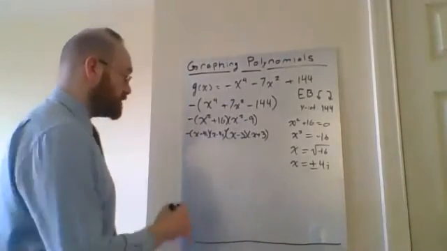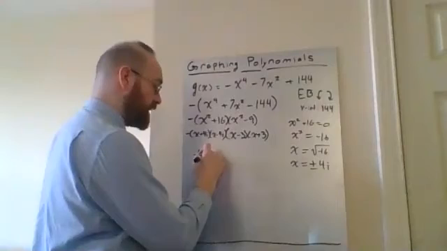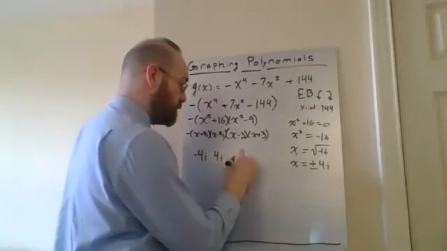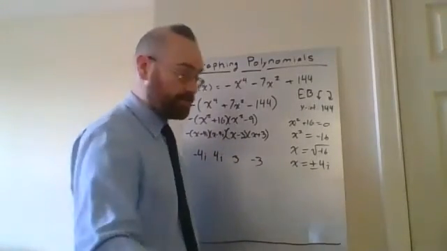So our zeros are negative 4i, positive 4i, positive 3, and negative 3.